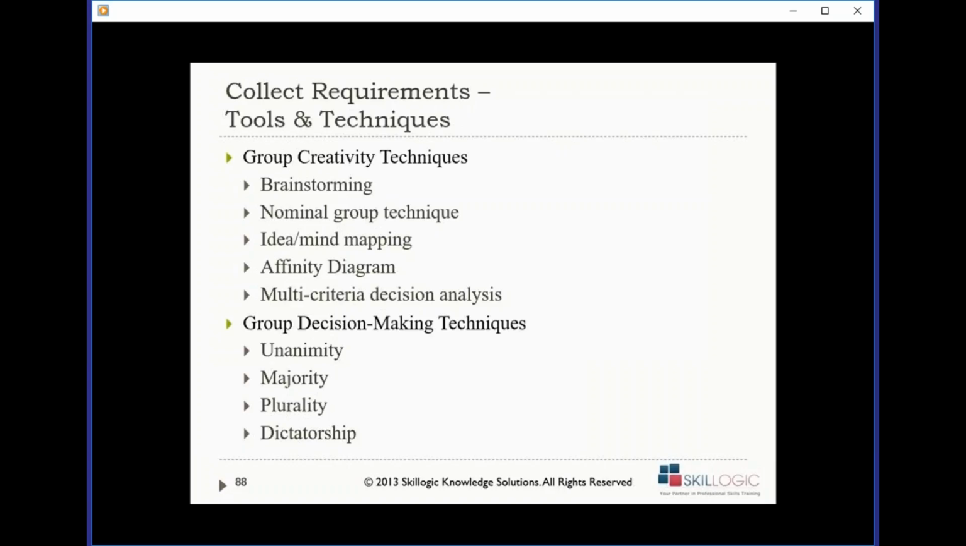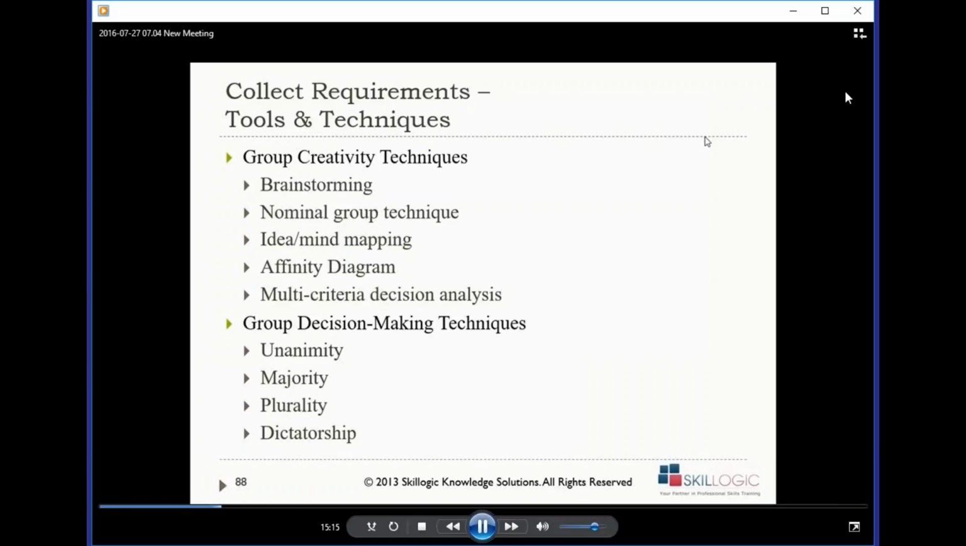Group decision making techniques. Give me a minute. Let me just finish my tea and then we will get started with this group decision making technique. Just a minute.